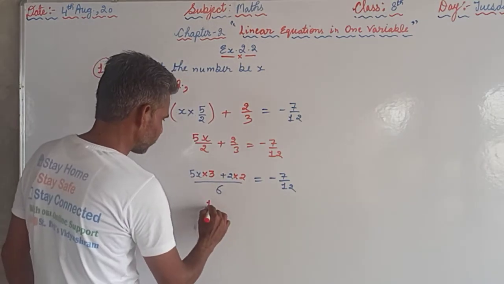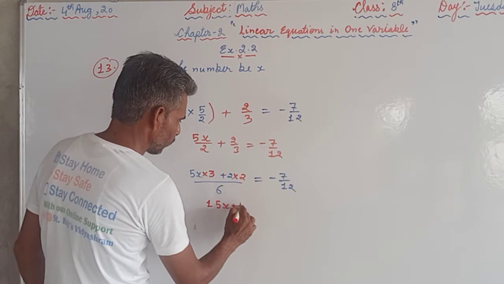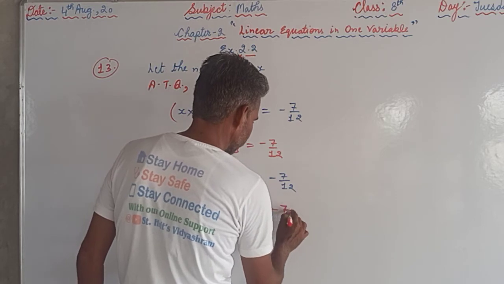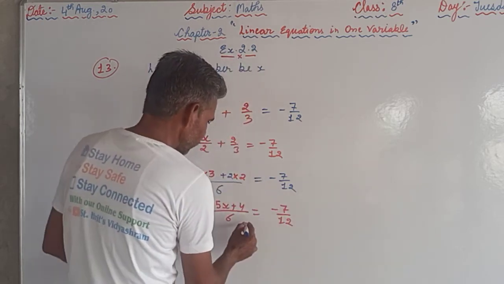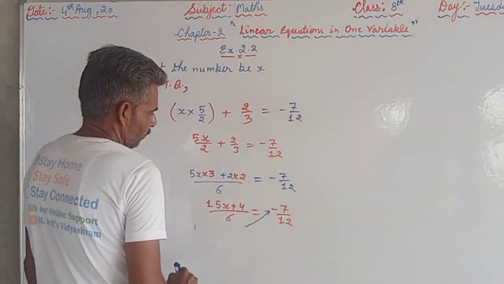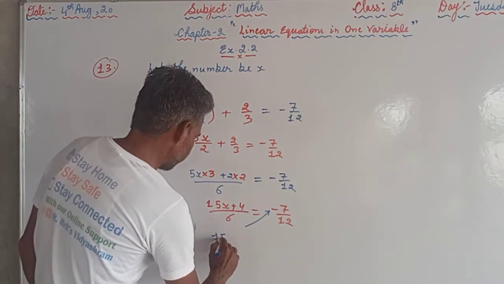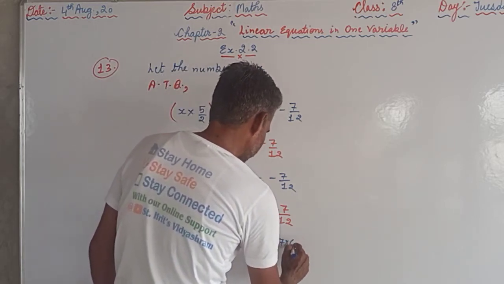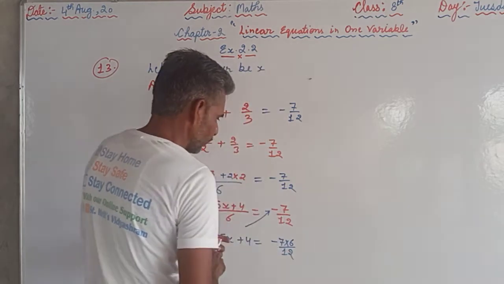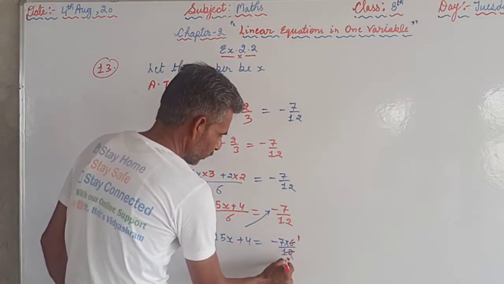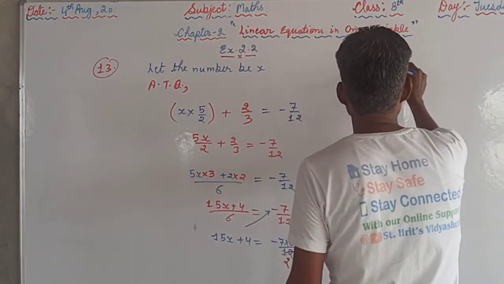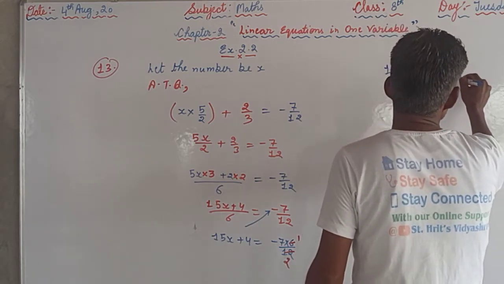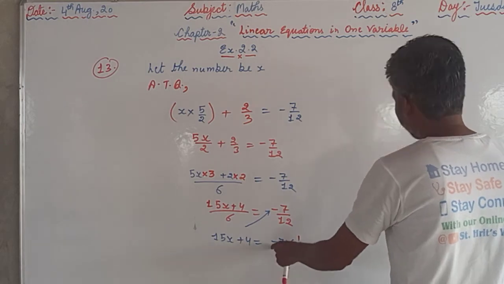So 5 3s are 15x plus 2 2s are 4 upon 6 is equals to -7 upon 12. Now we will cross multiply that. So what we will get there? 15x plus 4 is equals to -7 into 6 upon 12. From here we will get 6 1s are 6, 6 2s are 12. So the equation now becomes 15x plus 4 is equals to -7 upon 2. 7 1s are 7 and 2, and the minus sign is already there.